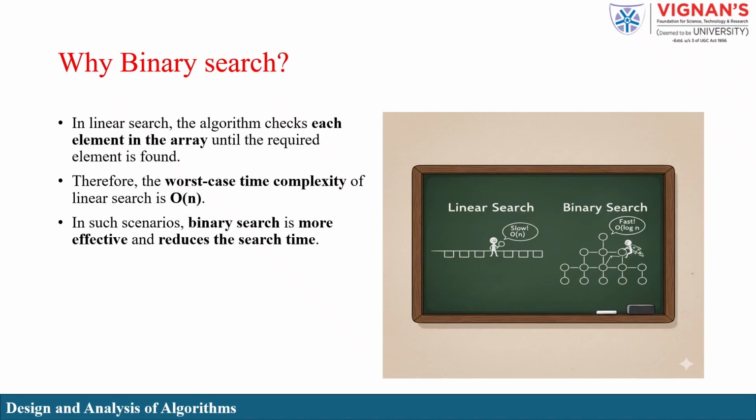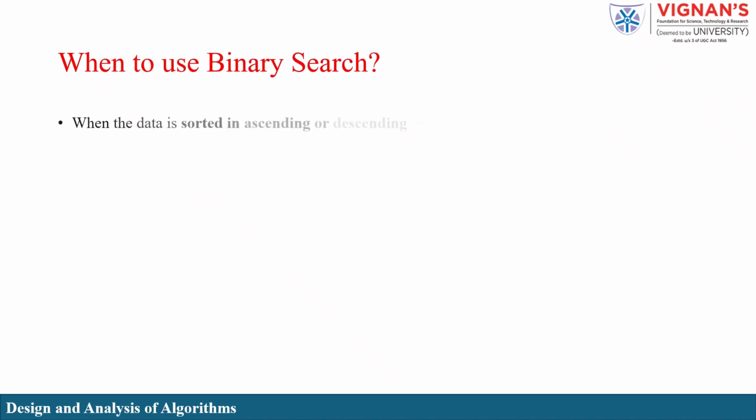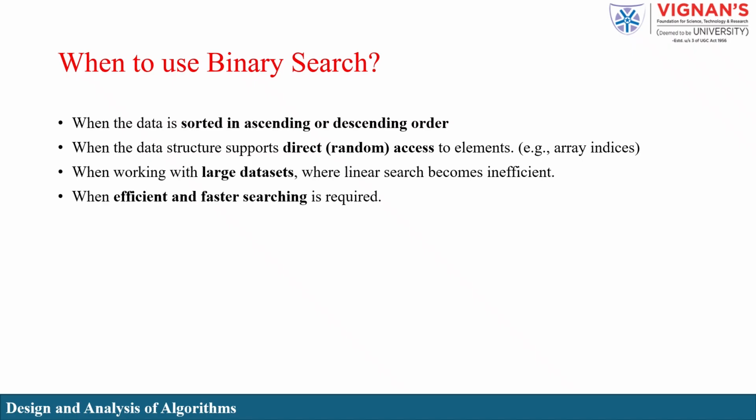Binary search is more effective because it reduces the search time by half at every step. Binary search should be used when the data is sorted, supports random access, and when fast searching is required for large datasets.